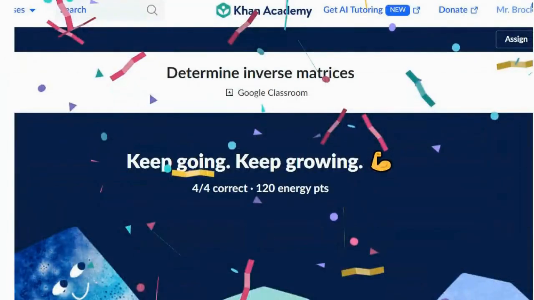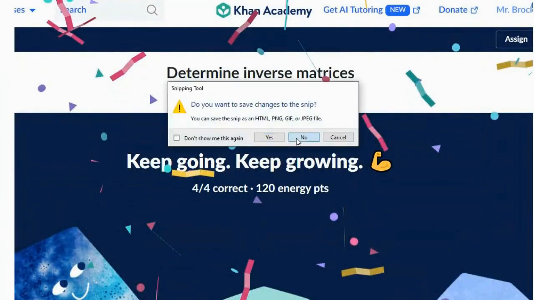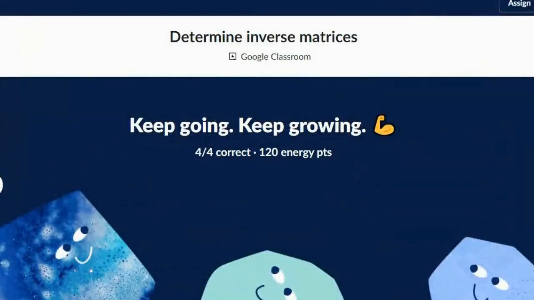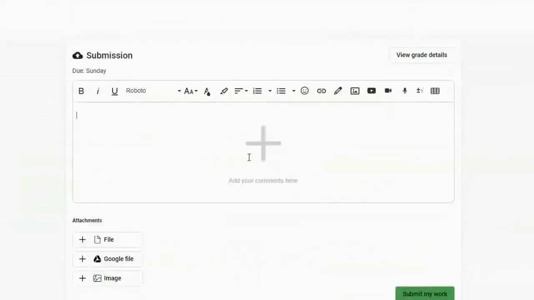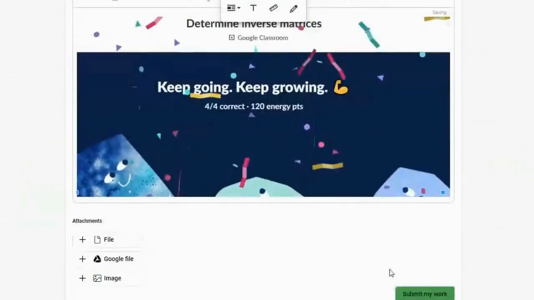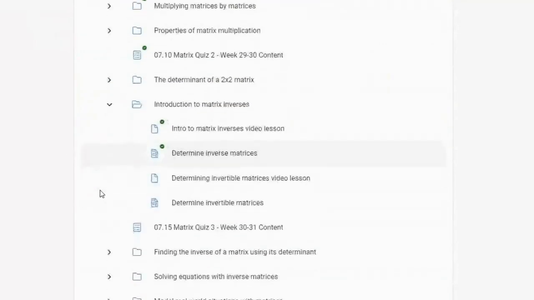All right, so close that. Go back here, paste, submit. All right, let's see what we have left. We've done the intro to inverses video lesson. Now we're going to do the last lesson, which is how do we know if an inverse even exists? Because not all matrices have an inverse.